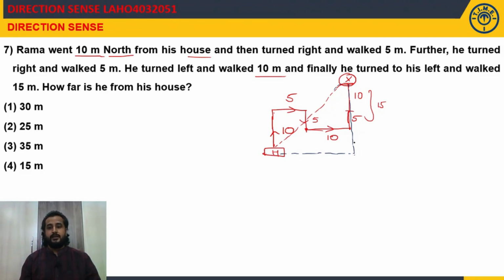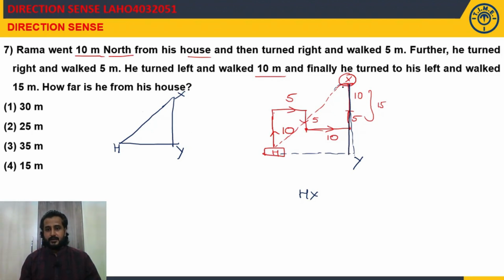So right angle triangle. Let's say this is Y. Which distance do you need to identify? HX. Or you may draw it separately. If you draw separately, there won't be any confusion. It is H, it is X, it is Y. Now we need to identify the HX distance. So we need to know HY and XY.